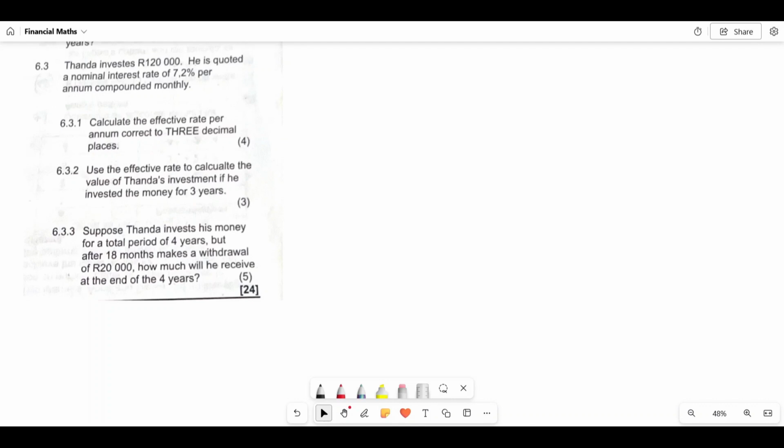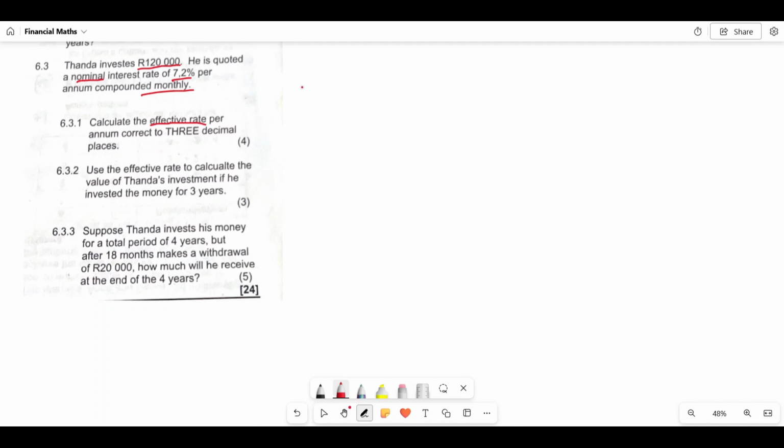So let's read here. Let me just get my marker first, a pen to write. All right. So they're saying Tanda invests 120,000. He is quoted a nominal interest rate of 7.2% per annum compounded monthly. We already know what to do when they say it's compounded monthly. So 6.3.1, the question says calculate the effective rate per annum correct to 3 decimal places. So they want us to calculate the effective rate per annum.